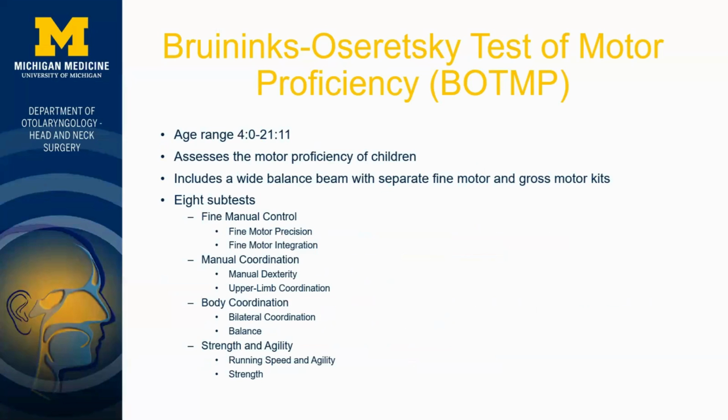And then when we talk about children, we would talk about the younger range of things. There is the BOT-MP test. So that's an age range of 4 to 21 and 11 months. This is our easiest way to assess the motor proficiency of children.